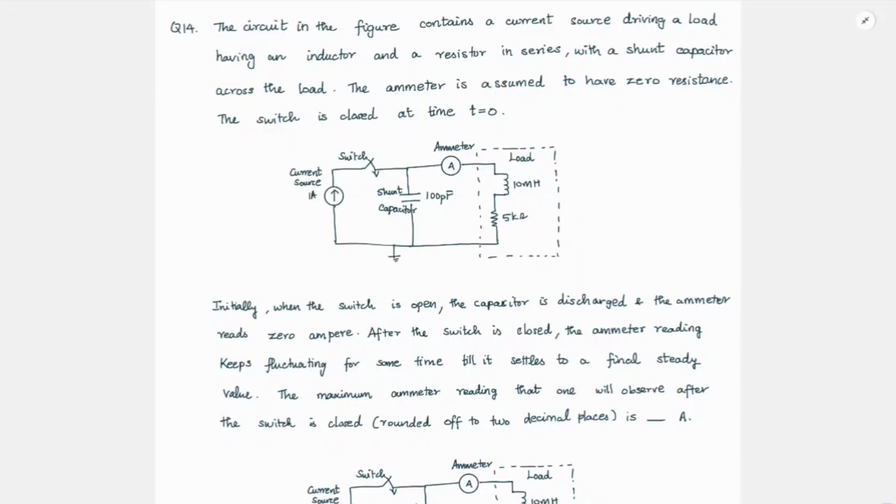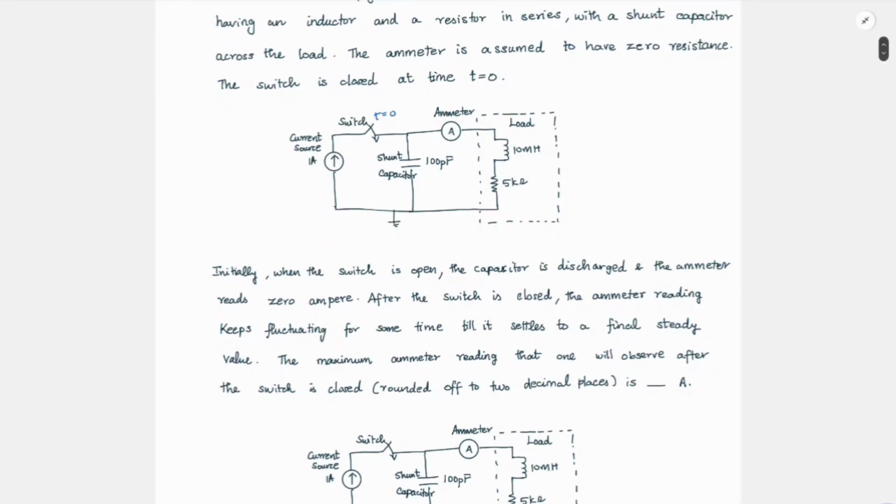So the circuit shown in the figure contains a current source driving a load having an inductor and a resistor in series with a shunt capacitor across the load. The ammeter is assumed to have zero resistance. The switch is closed at time t equal to 0, and they have given the circuit, and here they are driving the circuit with a 1 ampere current source, and the switch is closing at t equal to 0. And here is the ammeter. So what is it measuring? It is measuring the current in this arm, which is nothing but the current through your inductor.